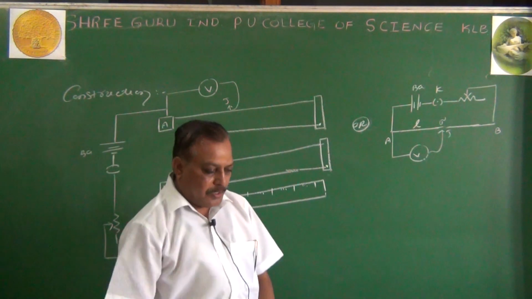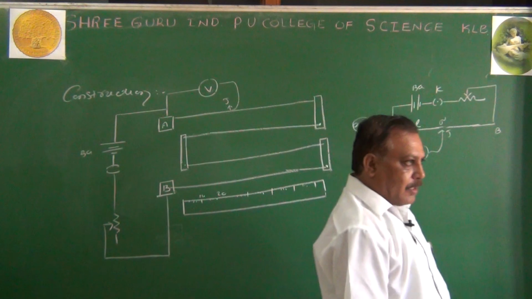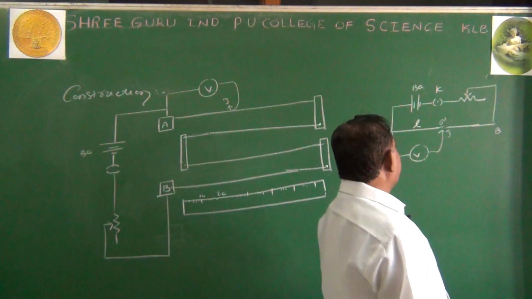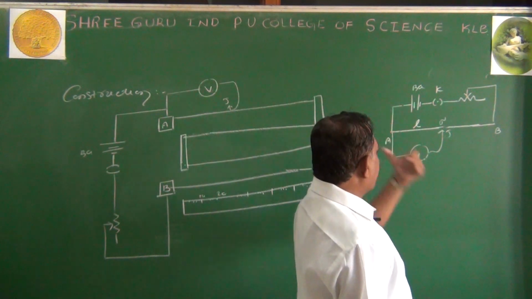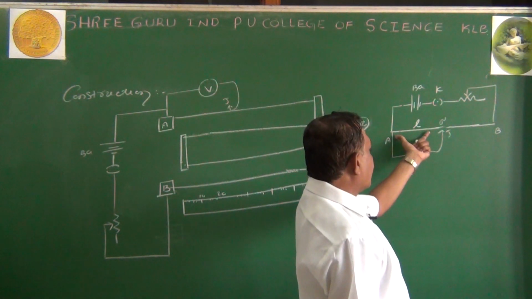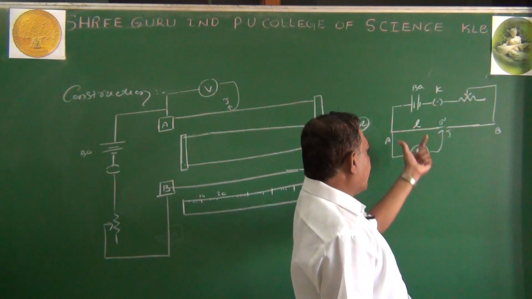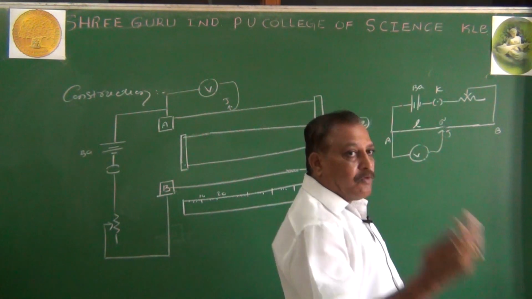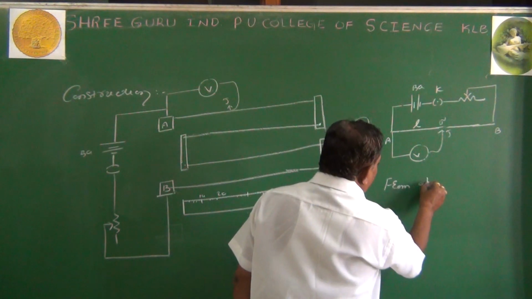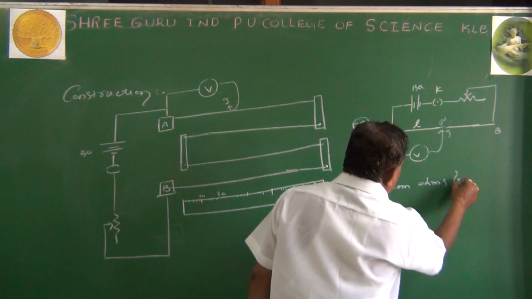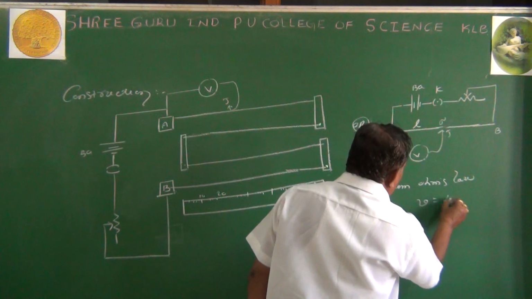I want to show that V is directly proportional to L. We are passing the current and every conductor has got its own resistance. That length is directly proportional to the resistance of the wire. We are measuring the potential difference. Then I go for Ohm's law. From Ohm's law, V equals I into R.